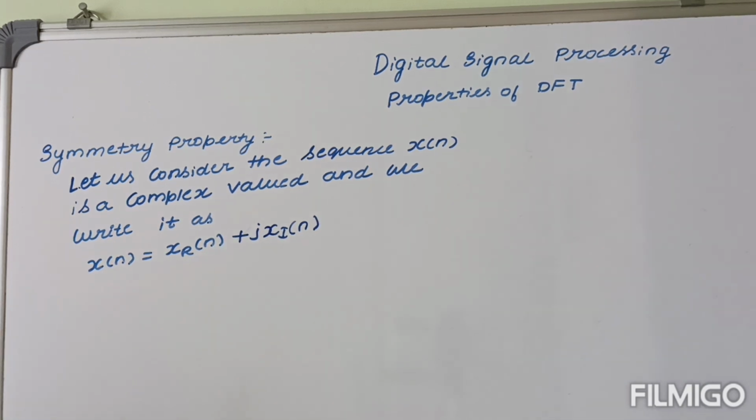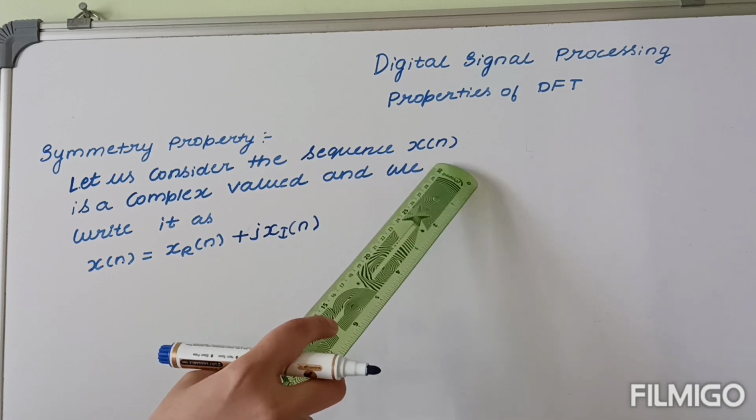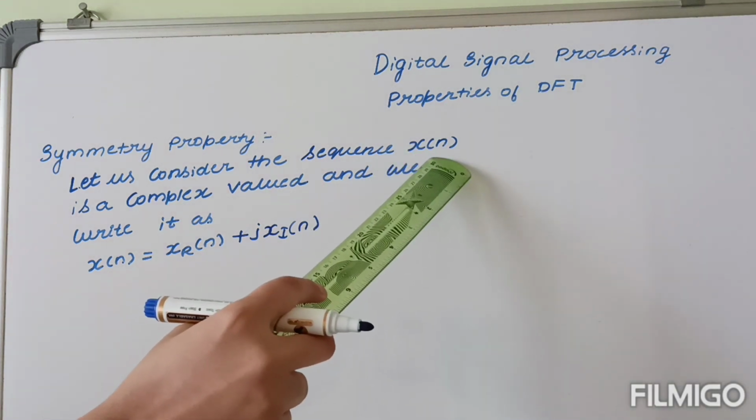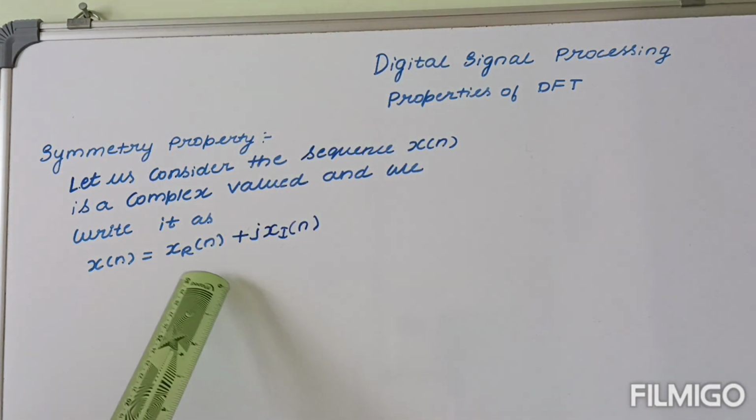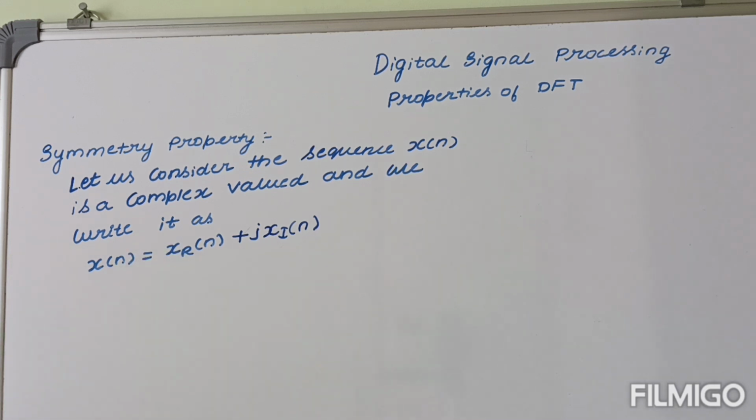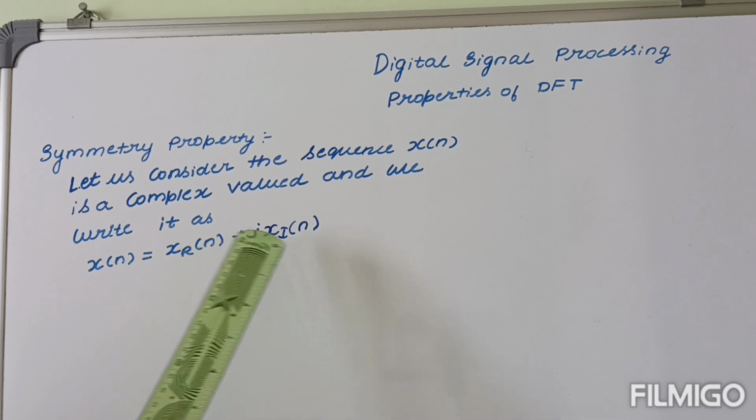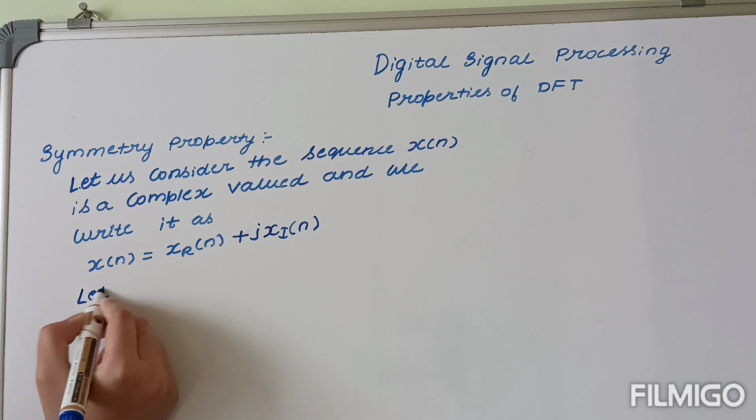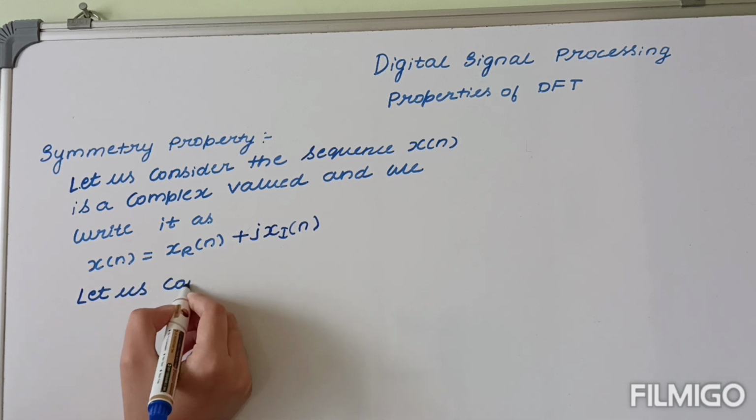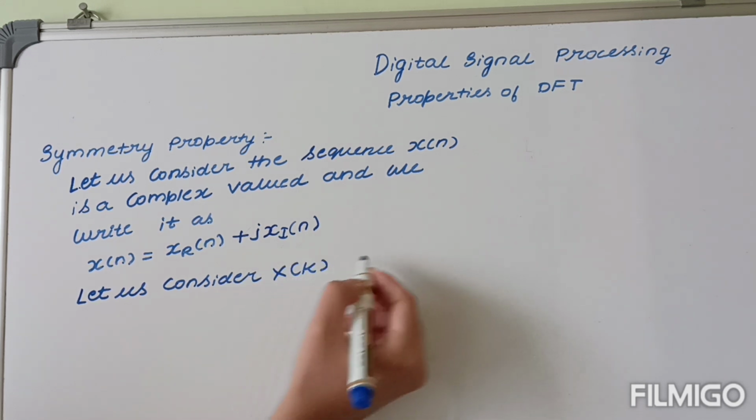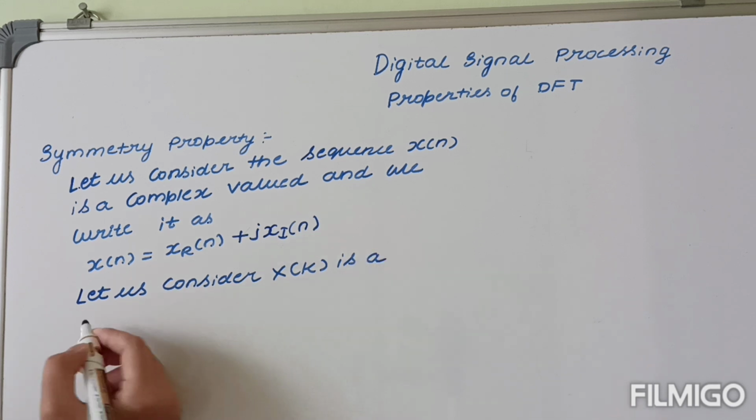Now let me consider this is my x of n. The DFT of this x of n is also complex valued, and I am going to write the same, that is the DFT of x of n, which I call x of k, in the same manner. Instead of x of n, I replace it with x of k, wherein it will be xr of k plus j xi of k. I'll write that. Let us consider x of k, and directly write x of k is the DFT of x of n, which is complex valued.